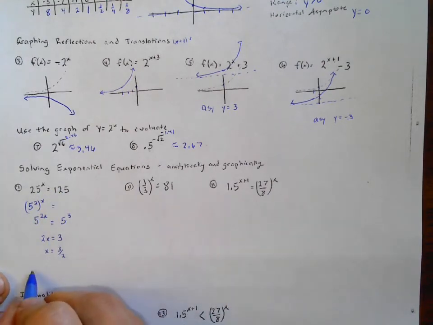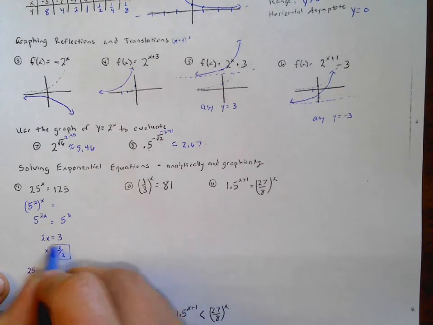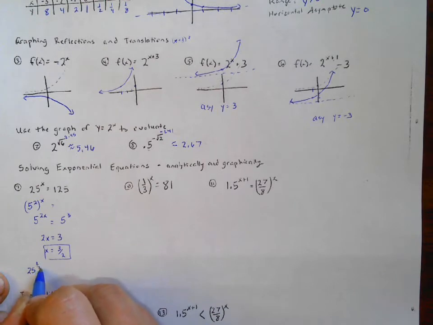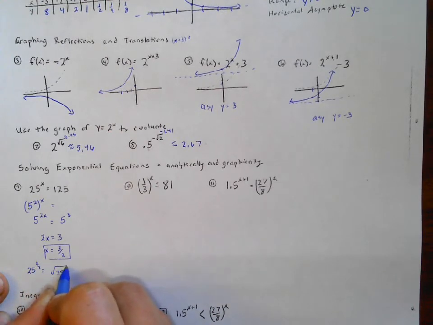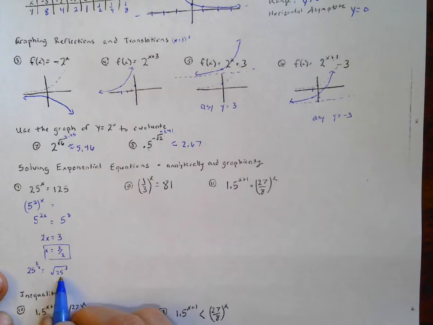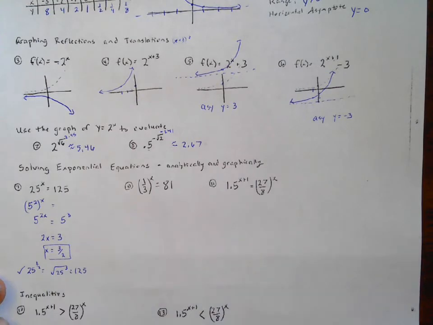And you can take that and plug it back in and make sure it does work. Actually, you could do this as well. Remember, 25 to the 3 over 2 is the square root of 25 to the 3rd. Square root of 25 is 5. 5 to the 3rd power is 125. Okay, so let's check. We're good.